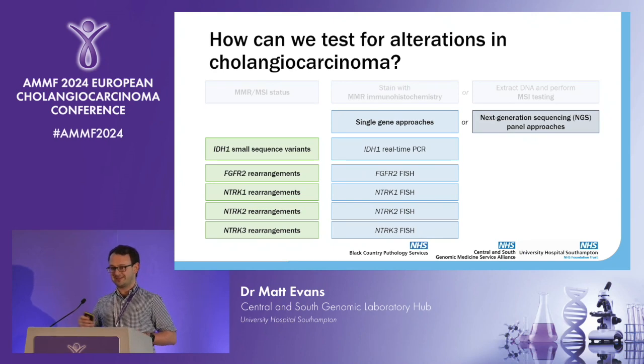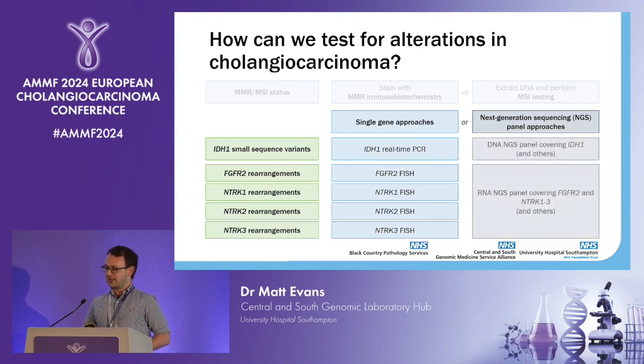Now, the obvious problem with that is that with a cancer like cholangiocarcinoma, where the number of targets is growing rapidly, that approach is going to become very, very cumbersome very, very quickly. And so it's partly for that reason that over the last few years, there's been a massive shift towards next-generation sequencing or NGS panel testing. A single NGS panel will cover multiple genes in parallel. It will sequence all of them, and then you can choose from the data which genes you're interested in looking at. So if you wanted to profile a cholangiocarcinoma, you could do a DNA panel looking at IDH1 plus other genes if you're interested in them, and an RNA panel looking at FGFR2 and NTRK1, 2, and 3, again, plus any other genes which you might be interested in.